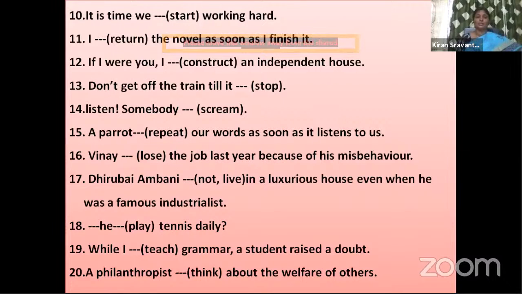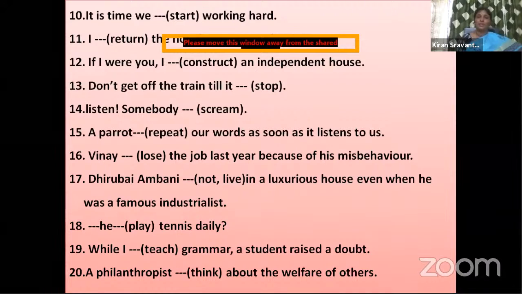And coming to the 20th sentence, a philanthropist (think) about the welfare of others. It's a general saying. A philanthropist thinks about the welfare of others. A philanthropist means subject singular, then again third person singular. So for singular subject, we add s or es to the verb that is given in the bracket.